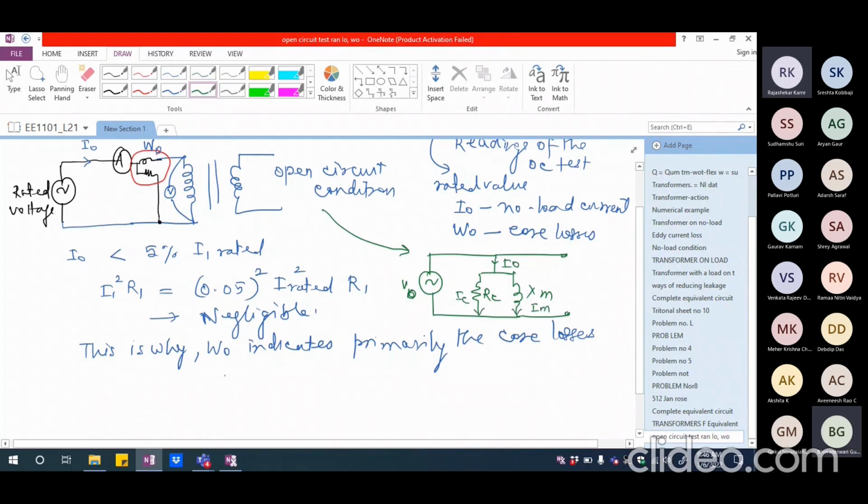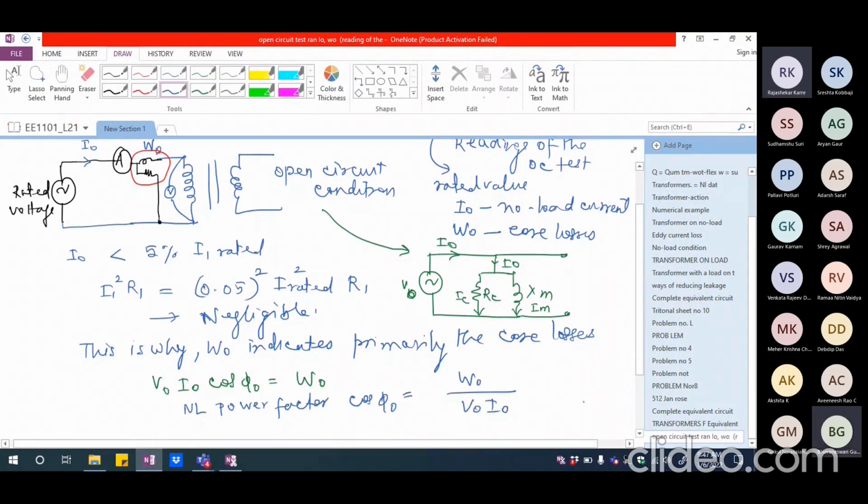I should be able to segregate these two because I can say V0 I0 cos phi naught will be equal to W0. This should be valid no matter what. And I0 is drawn here. So V0 I0 cos phi naught is W0, from which I should be able to calculate the no load power factor, which is cos phi naught. That can be calculated as W0 divided by V naught I naught.